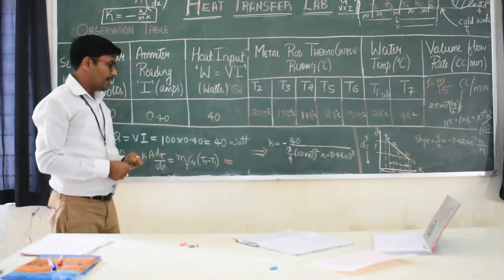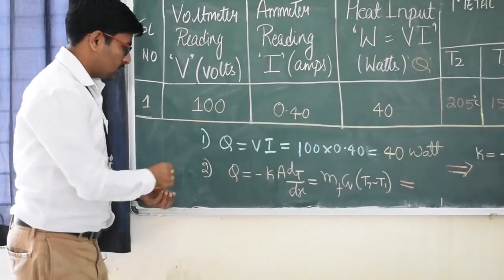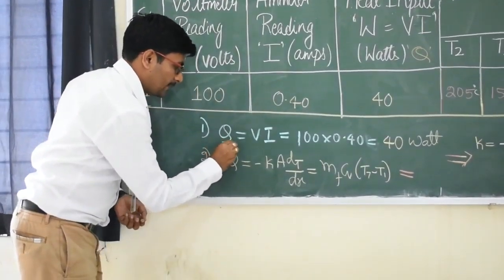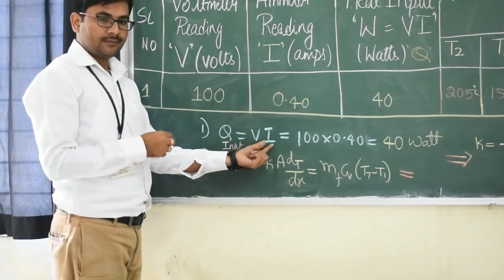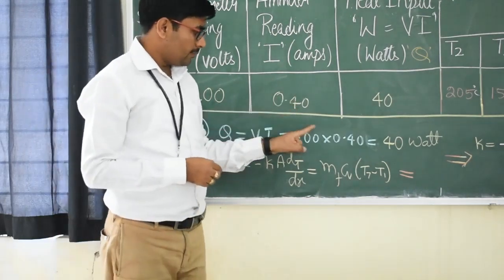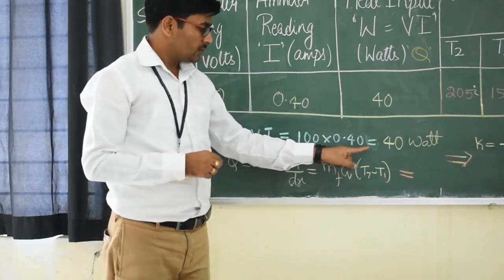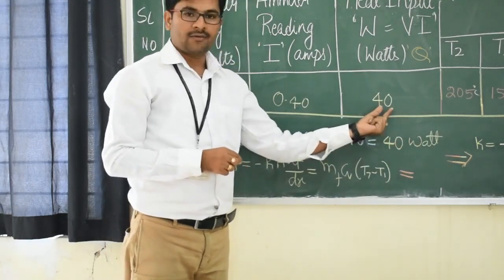How to calculate the K value? Q is equal to heat input. This input heat is equal to voltage times current. Voltage is 100 and current is 0.40 ampere. If you multiply these two, you get 40 watt. That 40 watt is what I have written here.